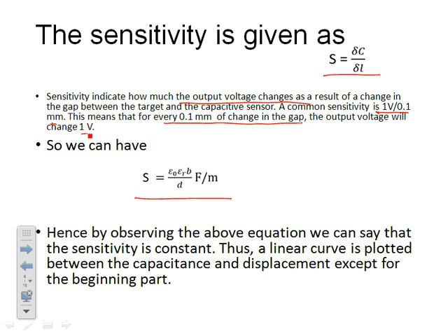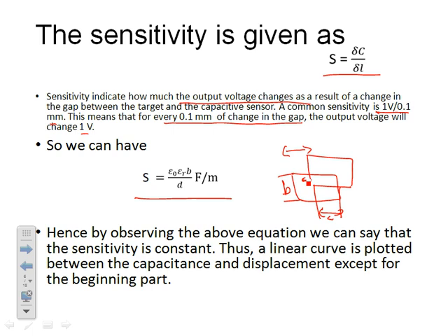There are two plates: a fixed plate and a variable plate. This distance is L, and this is represented by B. How much this plate is moved depends on the sensitivity. That means for every 0.1 millimeter change in the gap, the output voltage will change by 1 volt. That is represented by the sensitivity.